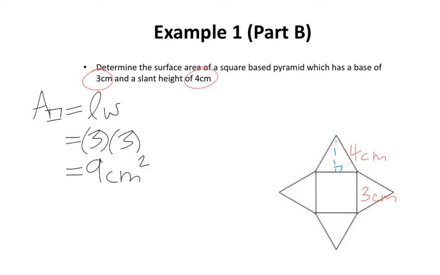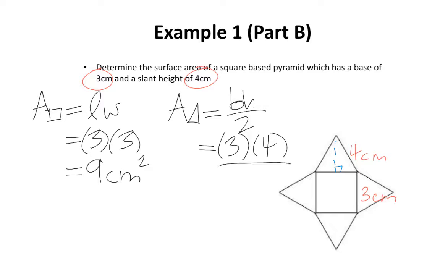Next, we want to figure out the area of each of these triangles. All of them are equal, so let's just figure out the area of one of them. So the area of a triangle is base times height divided by 2. You know that the base is 3 centimeters, so let's put that in brackets. And the height is actually the slant height, so that would be 4 centimeters in brackets. And the divide by 2 stays exactly the same.